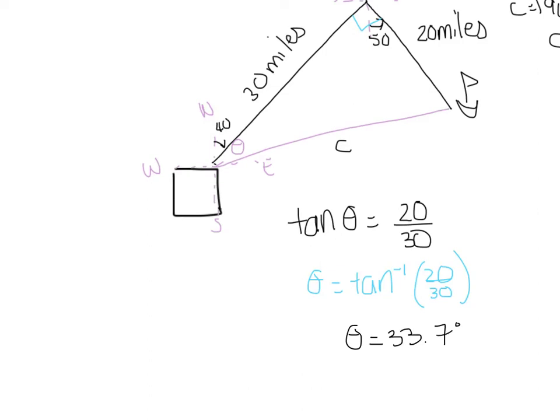But remember, we're talking about bearings. So the person needs to leave, this is 33.7. Whoever's coming to rescue me needs to leave at this bearing. And then they'll be able to go on this direction and find me. So that's north, because we're on our north side of our north-south pole. And then I'm going to do 40 plus 33.7 is 73.7 degrees, and I'm heading east.